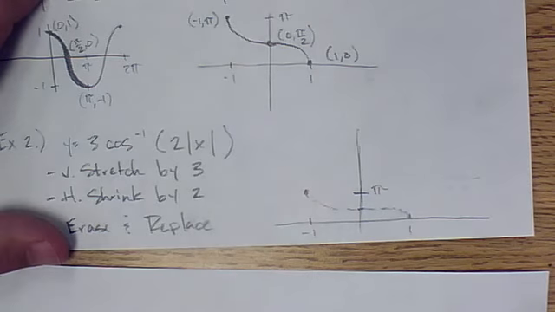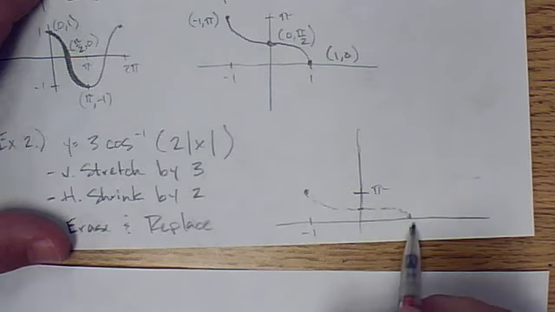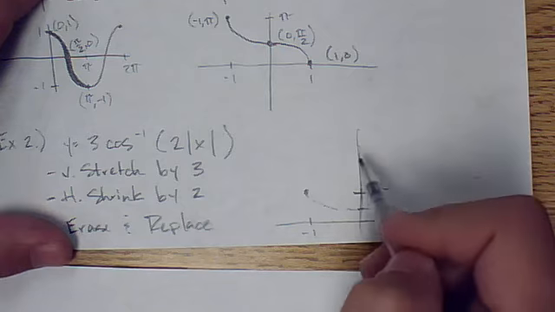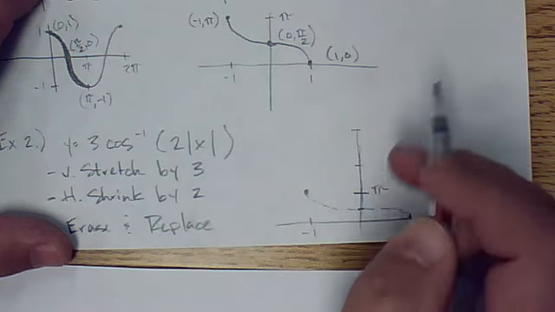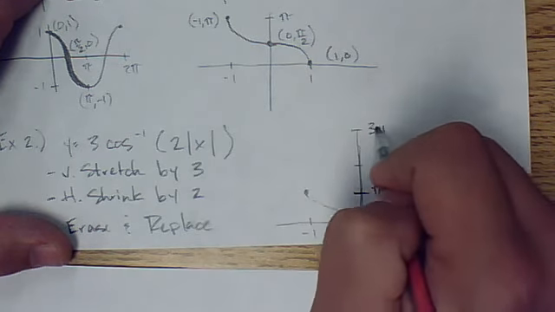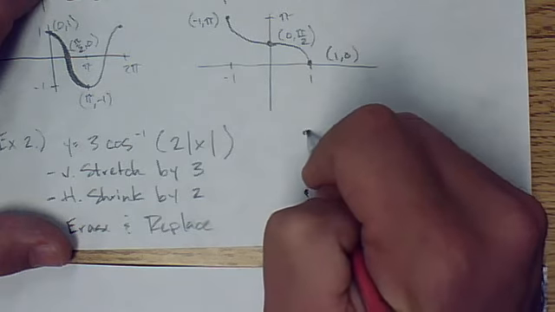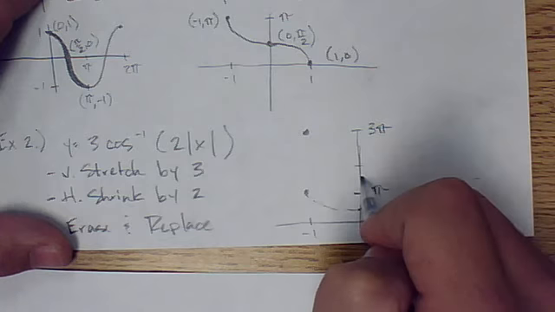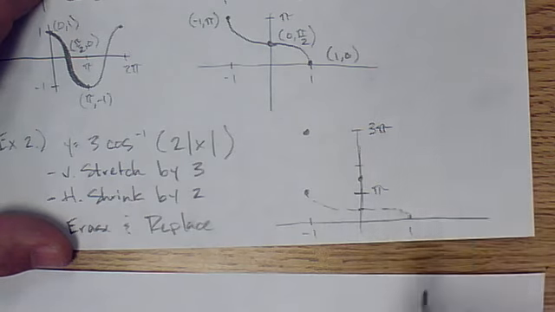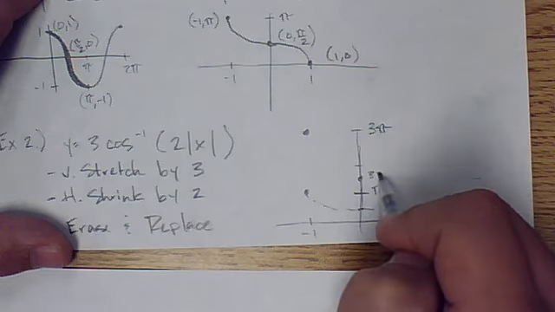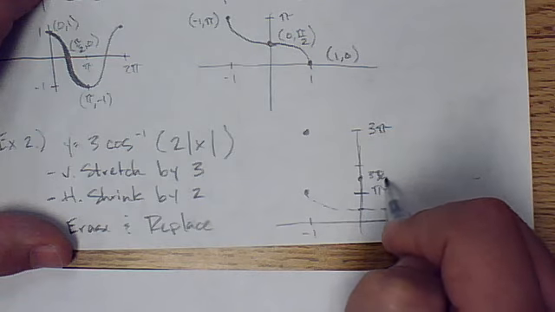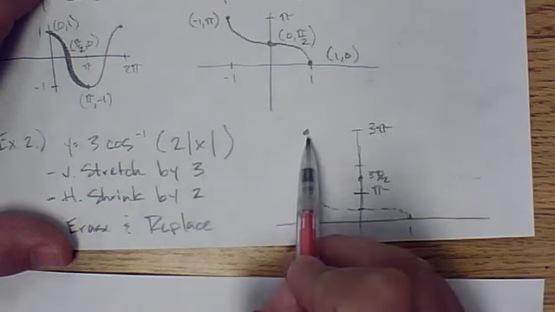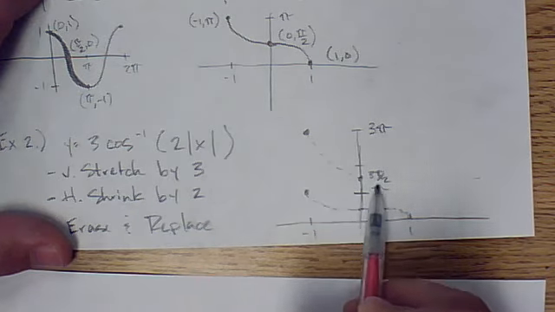Okay, so we're going to stretch that by 3, so instead of going to pi, it's going to go all the way up here to 3 pi. This pi over 2 turns into 3 pi over 2. So now my graph looks like this.